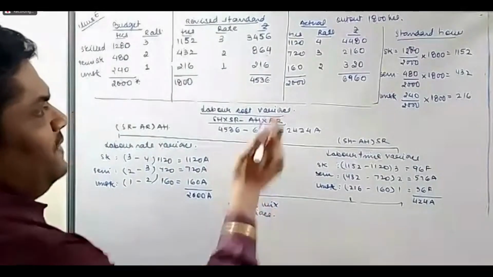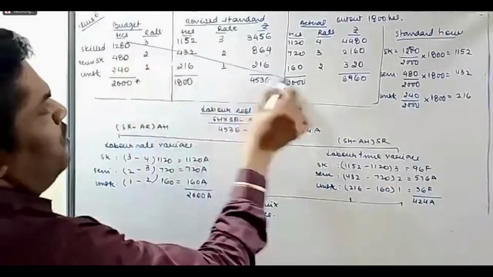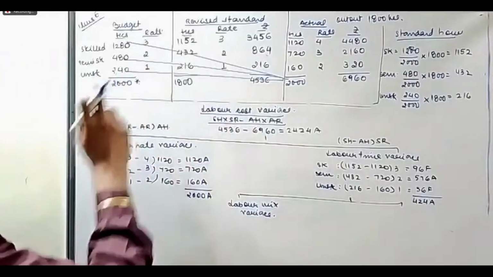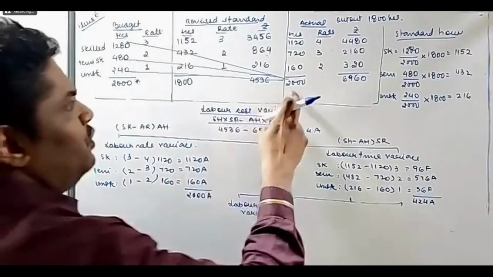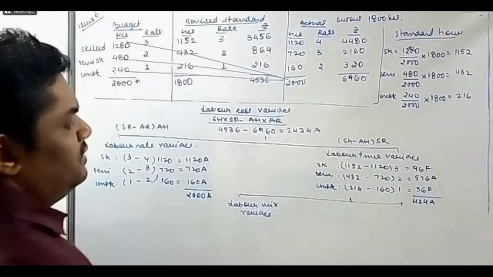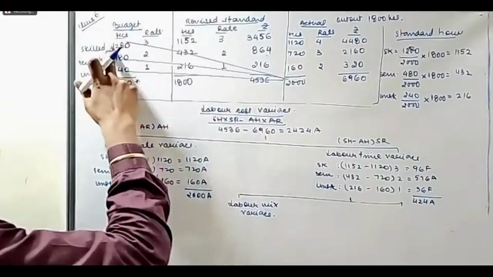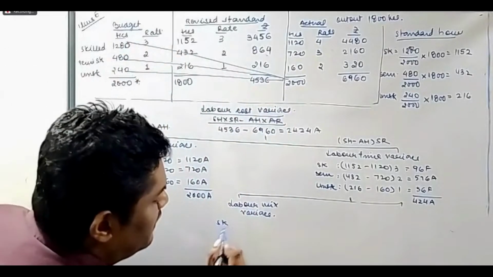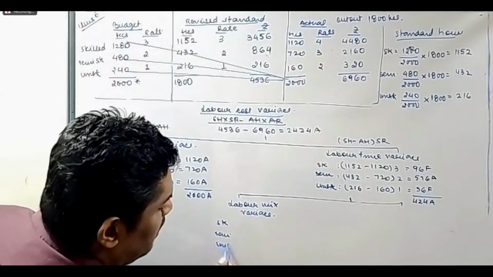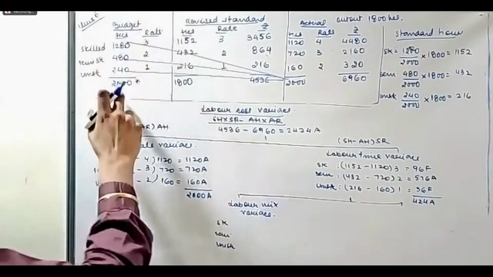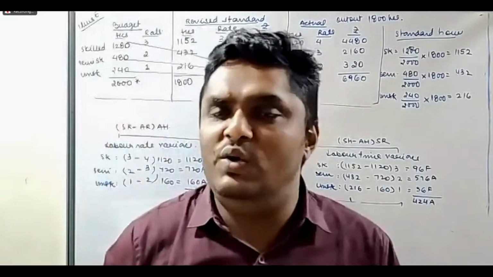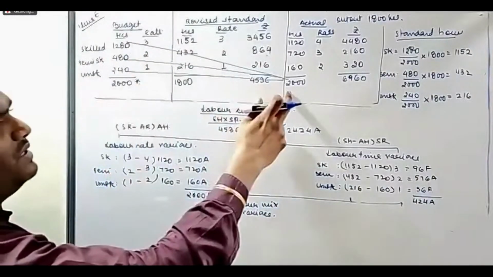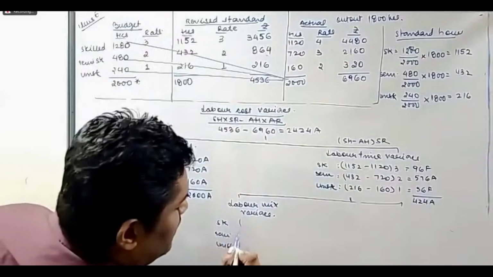The name itself says mix. So this 2000 should be in the ratio of 1280, 480 and 240. But the actual ratio of 2000 is this much. So we can directly calculate: 1280 divided by 2000 into 2000 will get the same amount. So skilled, semi-skilled and unskilled. See here, in the budgeted hours the total is 2000 and the actual hours total is also 2000. So we can directly calculate 1280 divided by 2000 into 2000, we will get the same figures only.